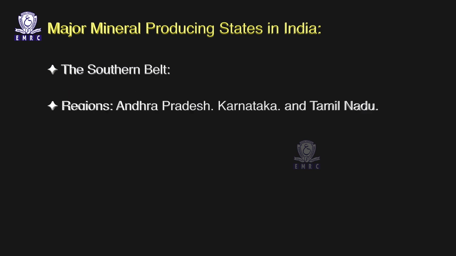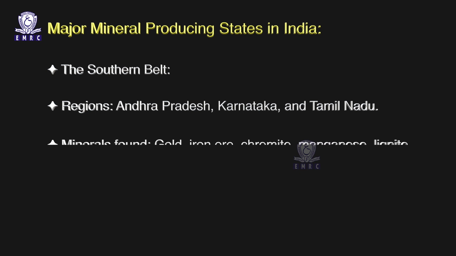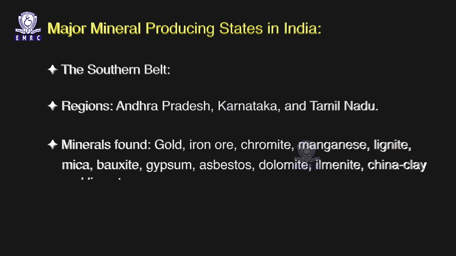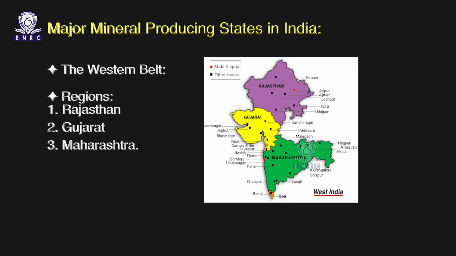Next we have the southern belt. This includes Andhra Pradesh, Karnataka and Tamil Nadu. The minerals found here include gold, iron ore, chromite, manganese, lignite, mica, bauxite, gypsum, asbestos, dolomite, ilmenite, china clay and limestone. Next we have the western belt.